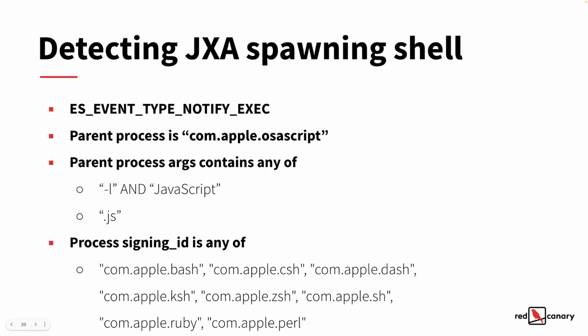Detecting JXA spawning a shell. This is a detection that looks for when a JXA command is executed. The way we look for that is the -l and JavaScript command line arguments, or the JS. And we're looking for the process signing ID of the child process being any of the built-in interpreters, so bash, csh, dash, and so on. Often when you establish a reverse shell, one of the first things you do is run a command like whoami. So this would be able to detect those sorts of commands.